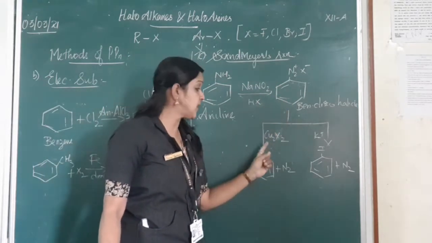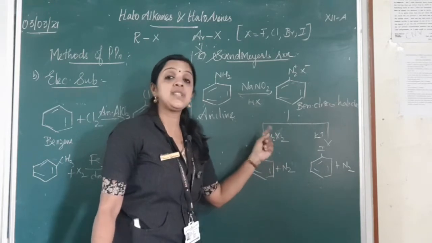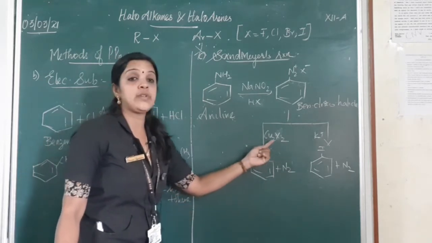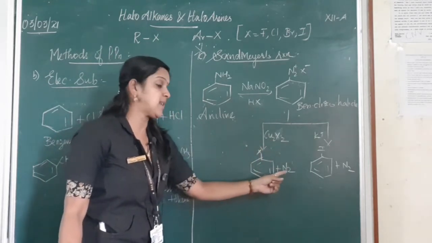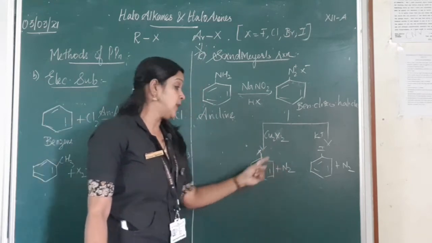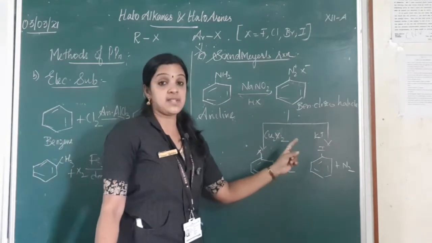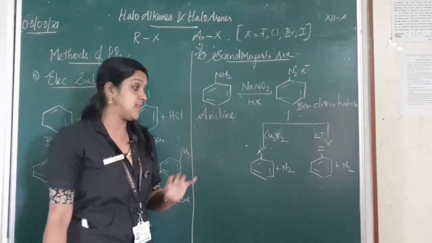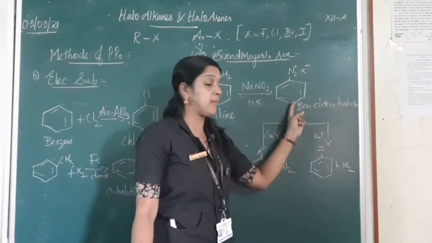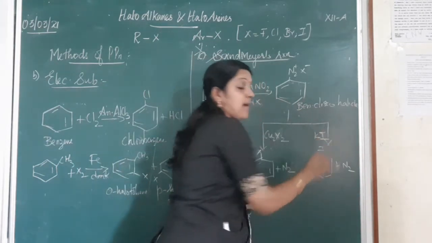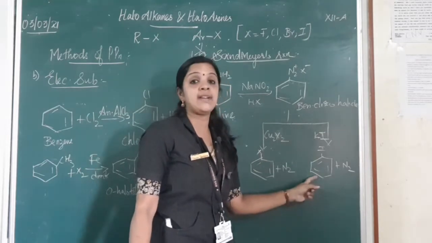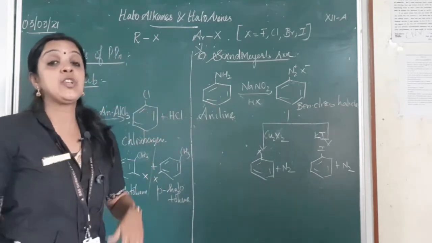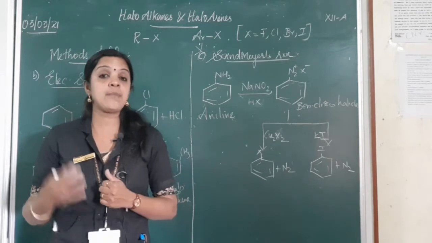Now this, when it is treated with cuprous halides, Cu2Cl2 or Cu2Br2, you get your corresponding haloarene. So if you take Cu2Cl2, you get chlorobenzene plus nitrogen. If you take Cu2Br2, you get bromobenzene plus nitrogen. But iodine products cannot be prepared using this method. So if I want to prepare iodobenzene, I will treat this benzene diazonium halide with KI, potassium iodide, and I get iodobenzene plus nitrogen. So these are the reactions from where you can prepare your aromatic halides from hydrocarbons.